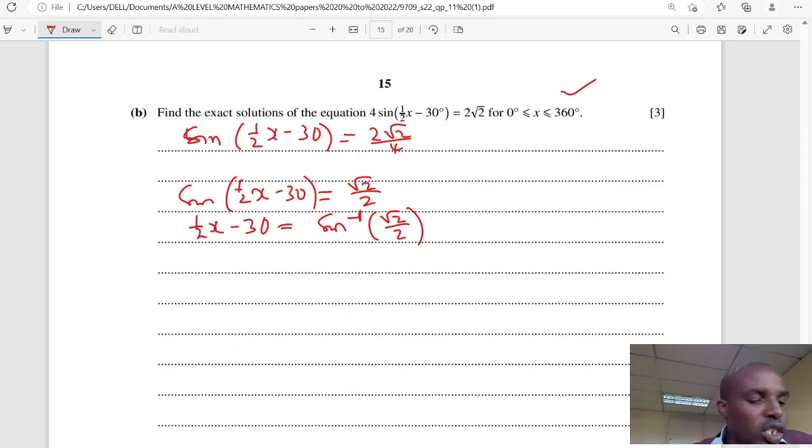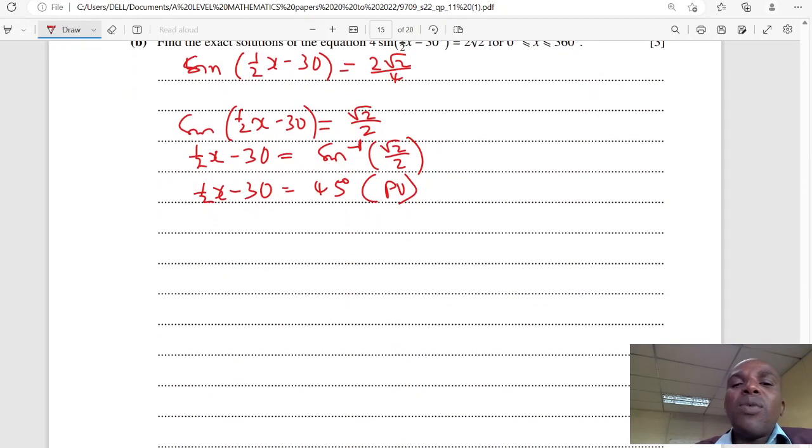Root 2 divided by 2 is 45. Right, so it's 45 degrees. So it will be half x minus 30 is equal to 45 degrees. This will be your PV, your principal value or primary value. That's the one that you use to draw your quadrant. Right, you come back to this part.